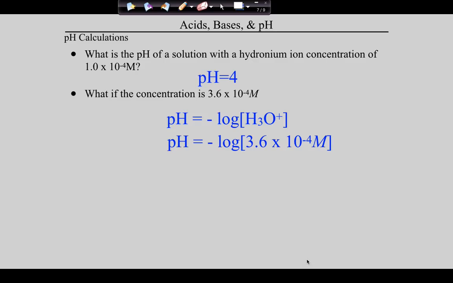And now, guys, we need to solve. Grab your calculators. If you have a TI graphing calculator, you can type this in exactly as it looks on the screen. But remember, your negative sign is your change symbol sign down here by the 0. So guys, plug this into your calculator. Negative, and then log, and then 3.6 times 10 to the negative 4th.